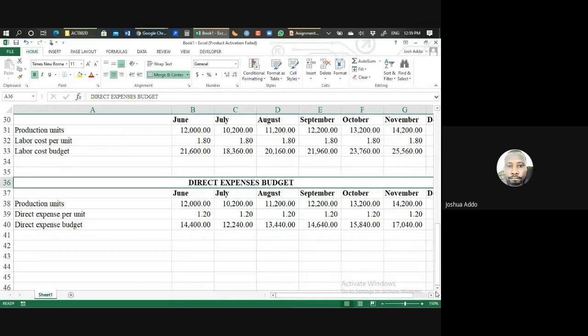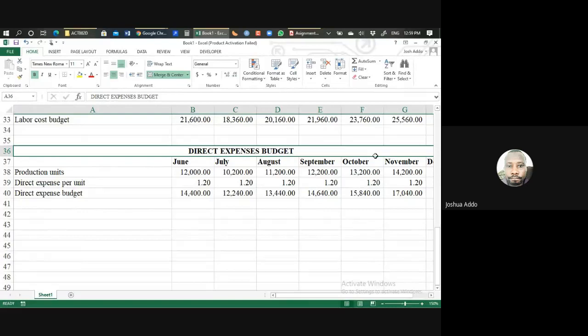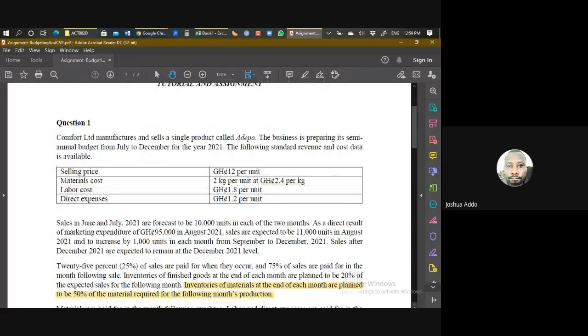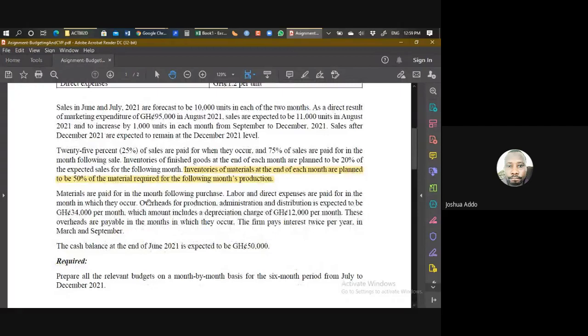Then we have the overheads budget. If you go to the question, not directly here, but getting to the tail, the question said, overheads for production, admin, and distribution are expected to be 34,000 per month, which amount includes depreciation charge of 12,000 per month. So we can prepare our simple overhead budget as follows.